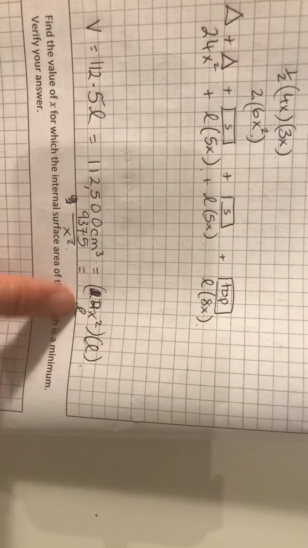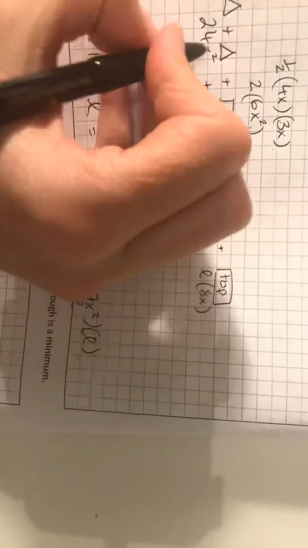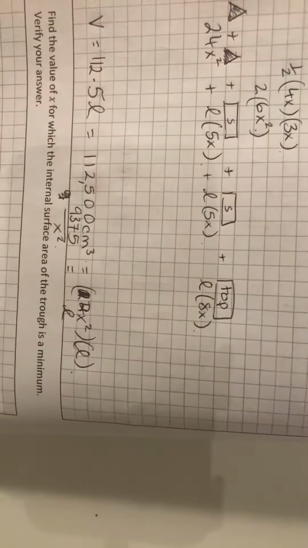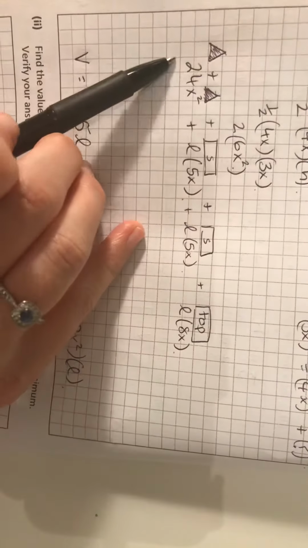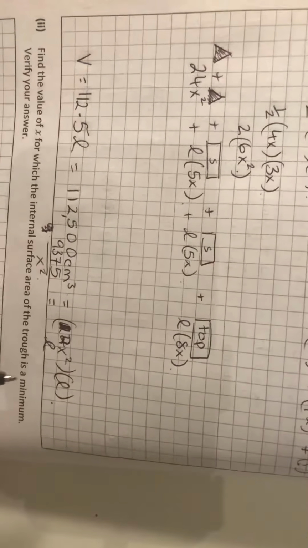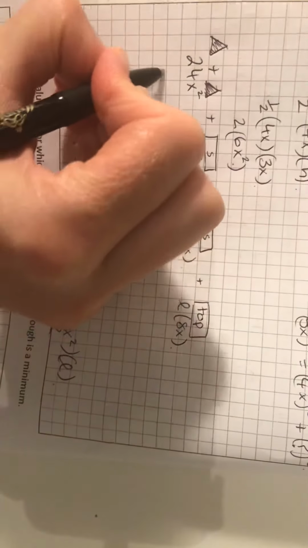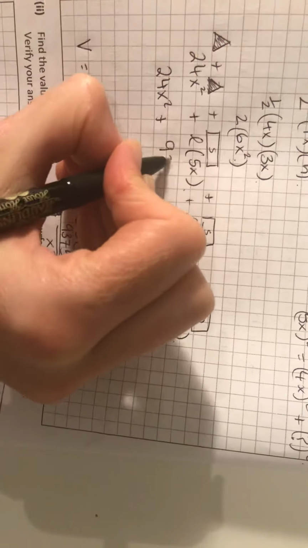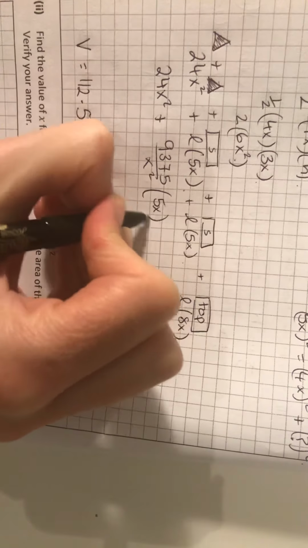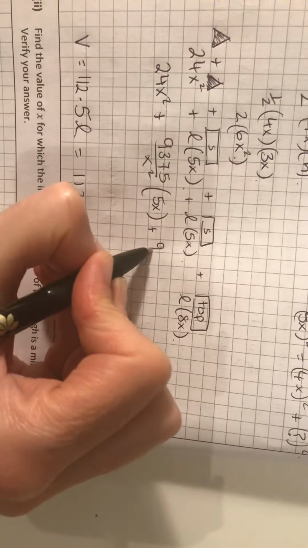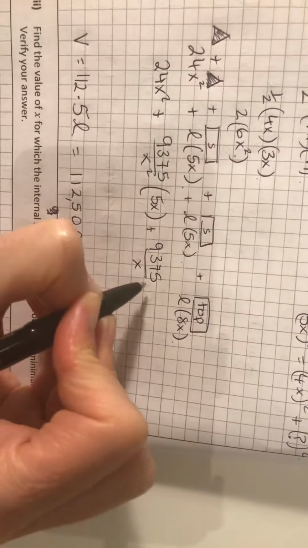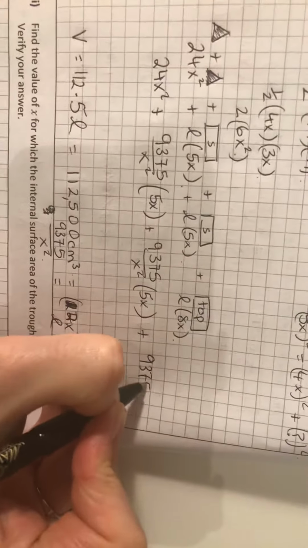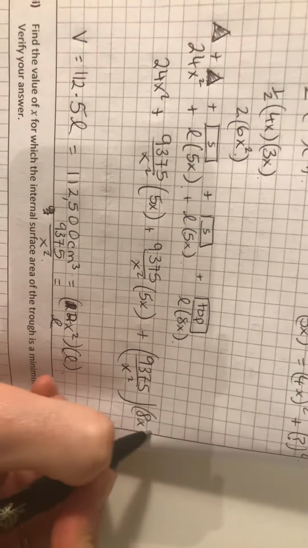So now I can go back to here, and anywhere I see an L, I'm going to replace it with that. The area of the front is 12x squared, the area of the back is 12x squared. That's where I've got my 24x squared, plus L times 5x. And we've said L is 9375 over x squared times 5x, plus, again, because I have two sides, L, 9375 over x squared, times 8x.